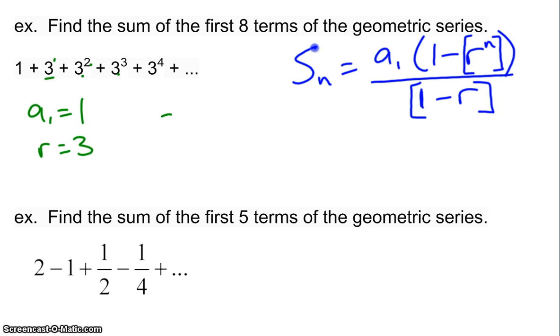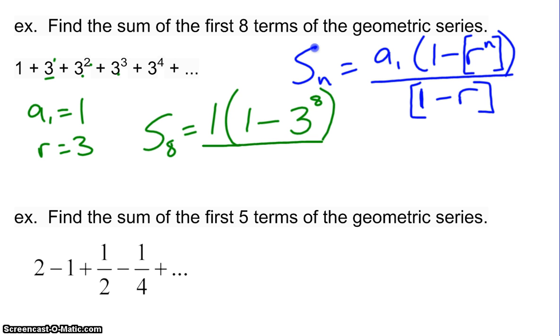So when we plug this in, the sum of the first 8 terms is, the first term is 1. 1 minus the ratio, which is 3, we want the first 8 terms, so it's to the 8th power, all divided by 1 minus the ratio. So all I did was plug in from the formula there. Now if you carefully plug that in, we should get a sum of the first 8 terms of 3,280.